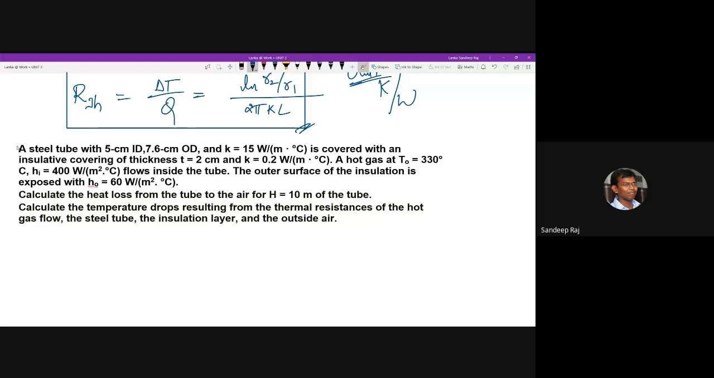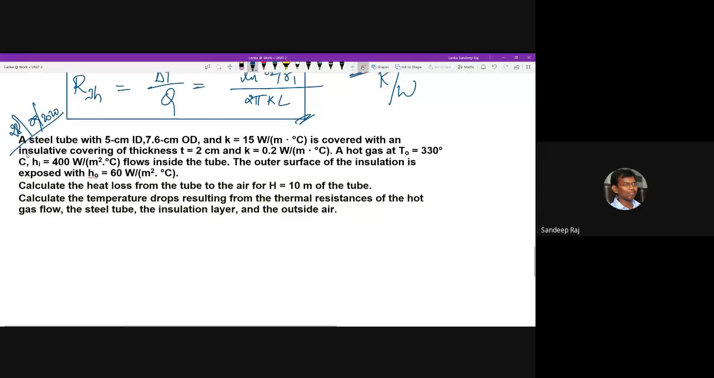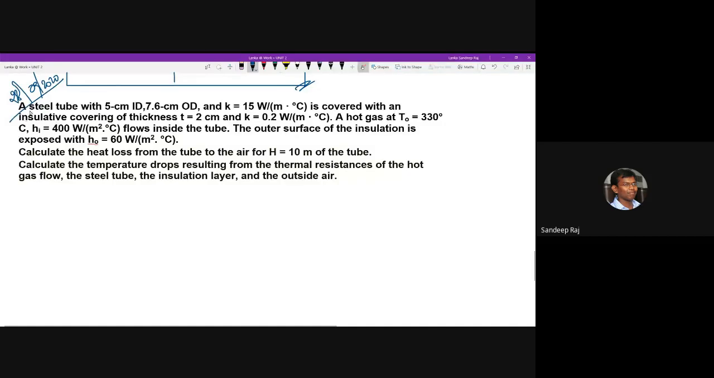So today, based on this concept, let's solve this problem. Here, what you have is a steel tube. To represent that, I take a steel tube of so and so cross section. He has given so and so thickness. No, it's not the thickness. It is the inner diameter and outer diameter that is given. So it will have certain thickness. It will be something like this.